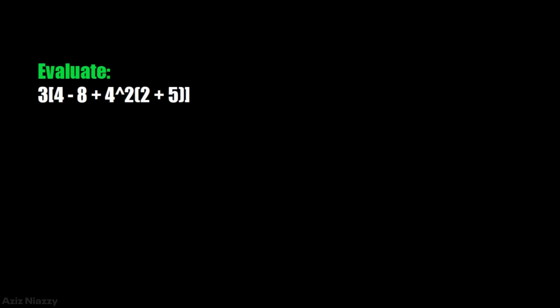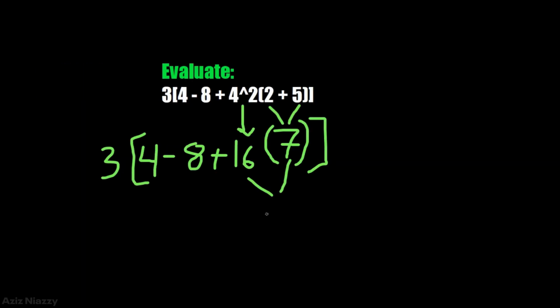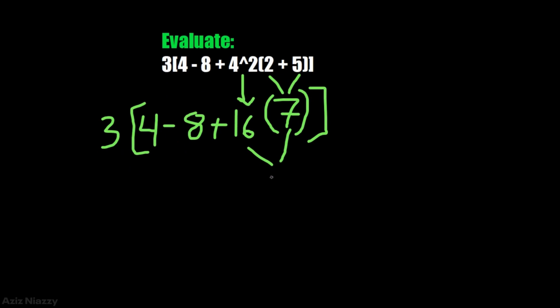So let's solve. First we have to do inside the parentheses, which is 2 plus 5. And 2 plus 5 equals 7. Now we have to do the exponent because that comes next in the PEMDAS rule. So 4 to the power of 2 is 16. Don't forget we have to put parentheses. Now let's move on to the next step, which is multiplying 16 by 7. 16 times 7 is 112.